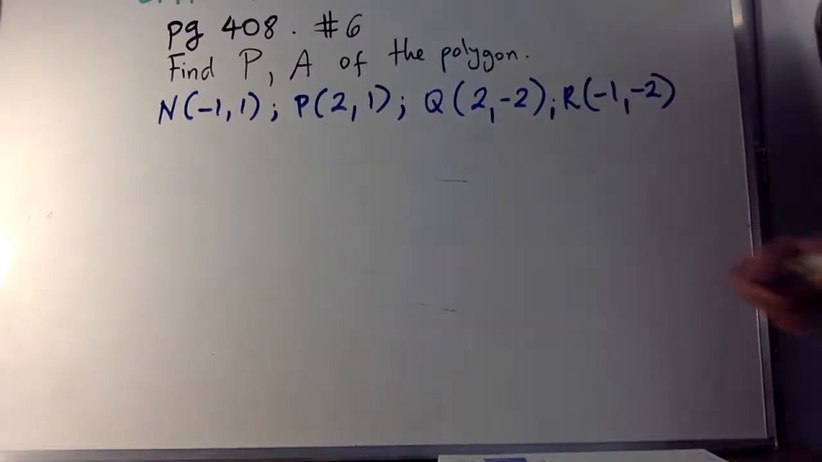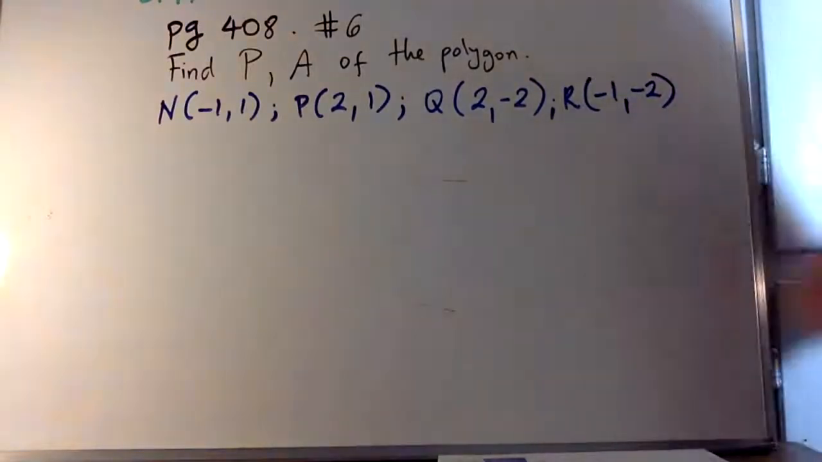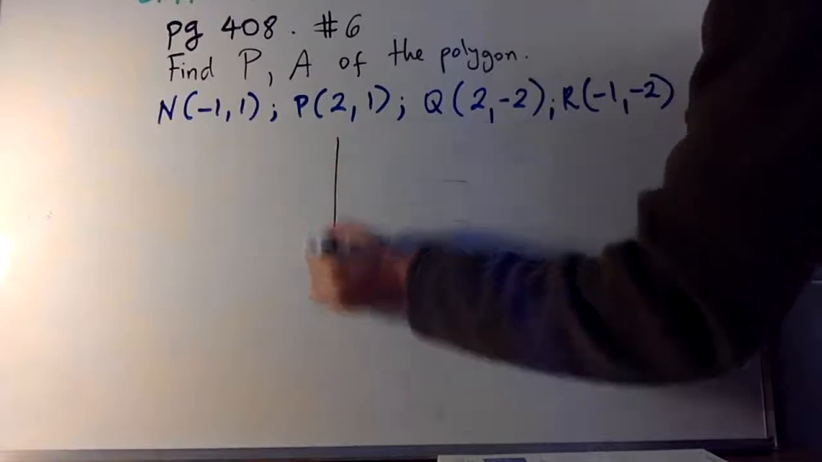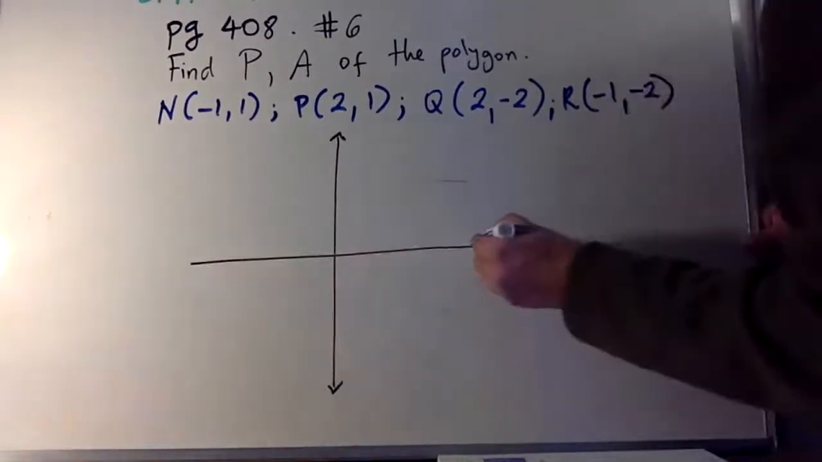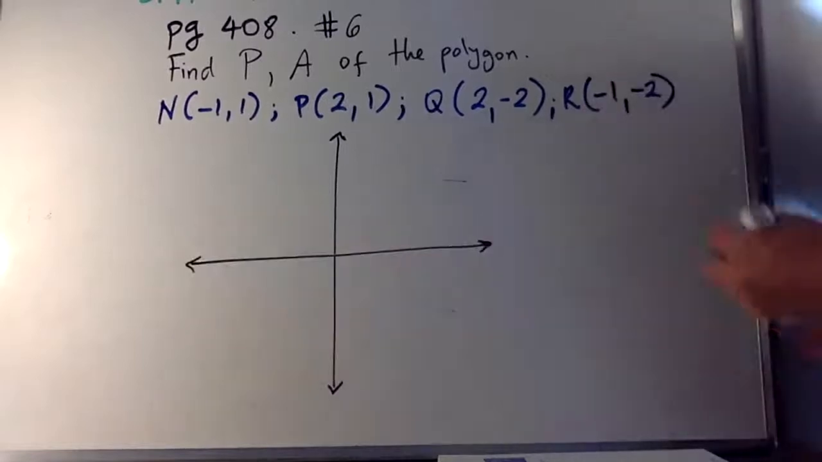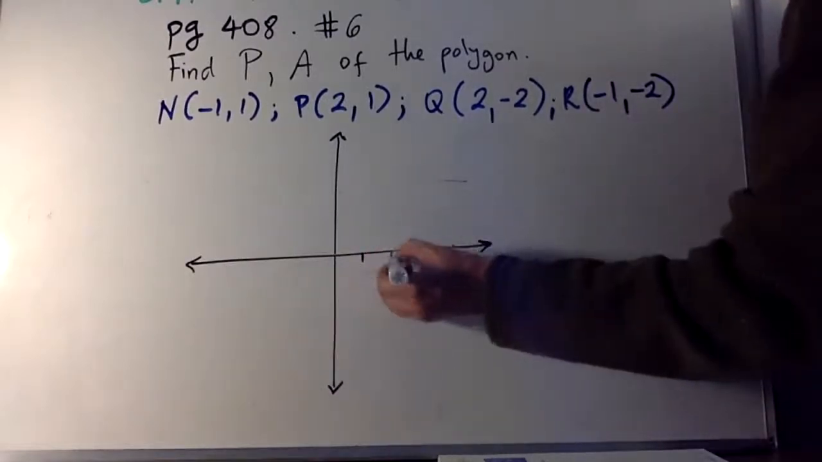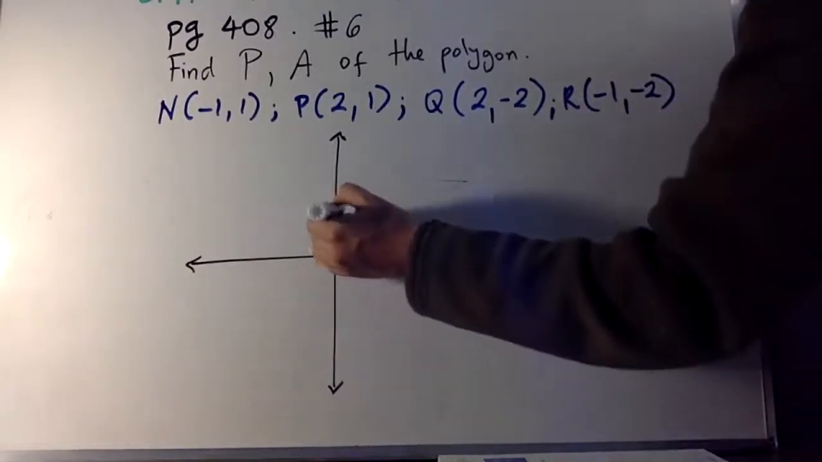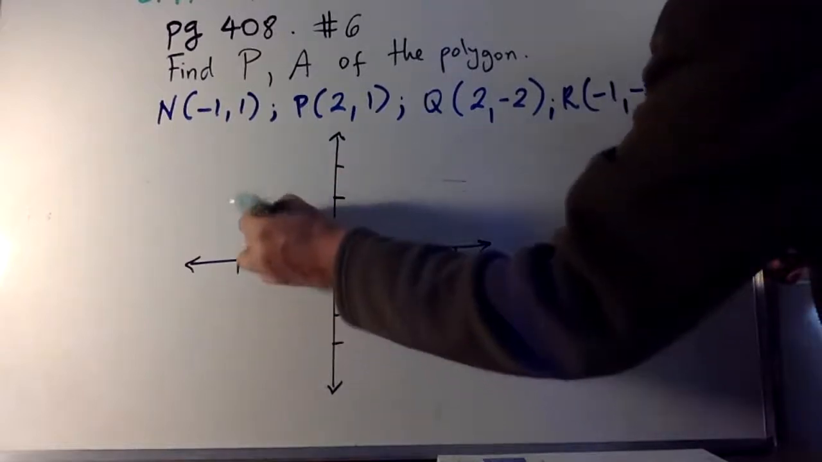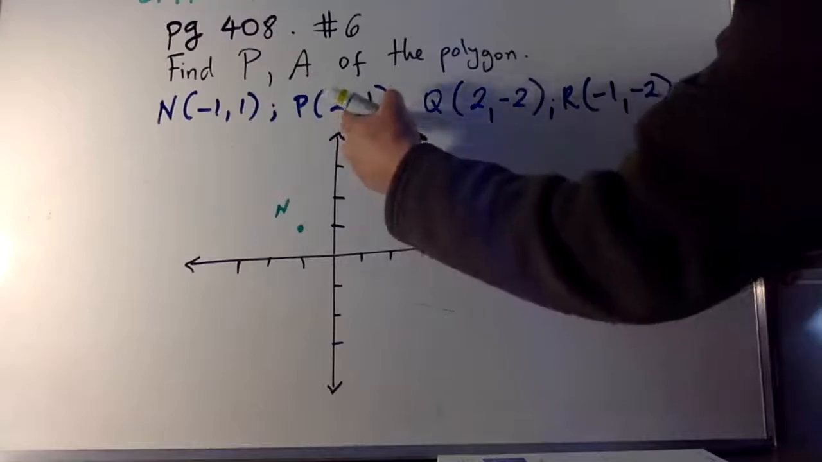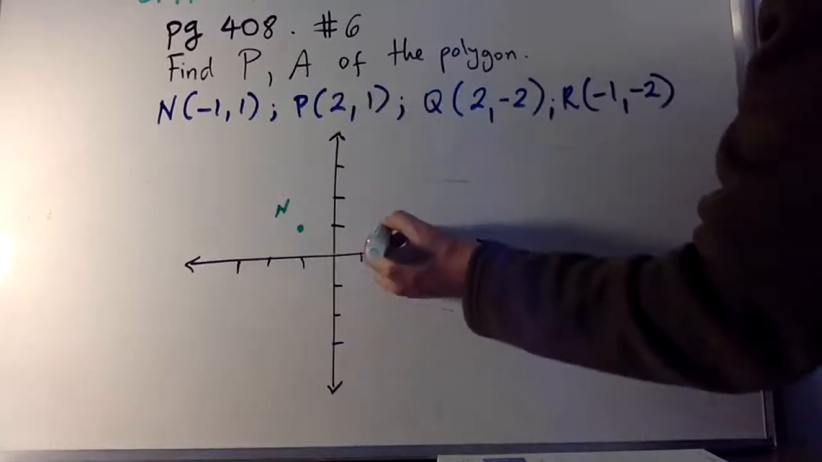All right. So again, we're going to draw the coordinate plane. Here we are. And then the intervals. This is where N is. Then 2, 1, right here.